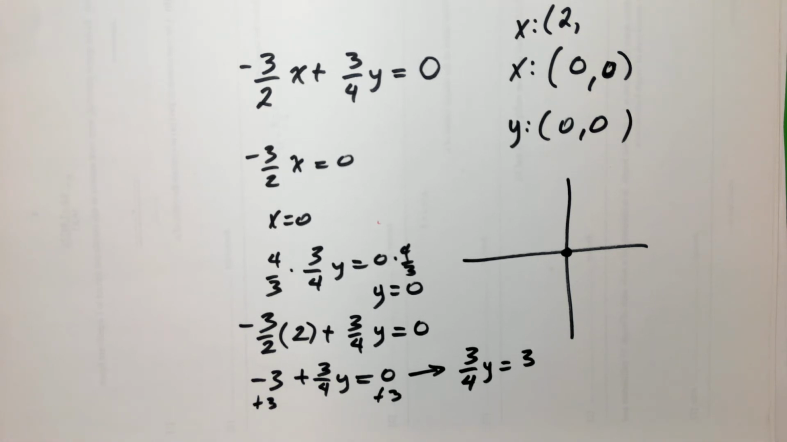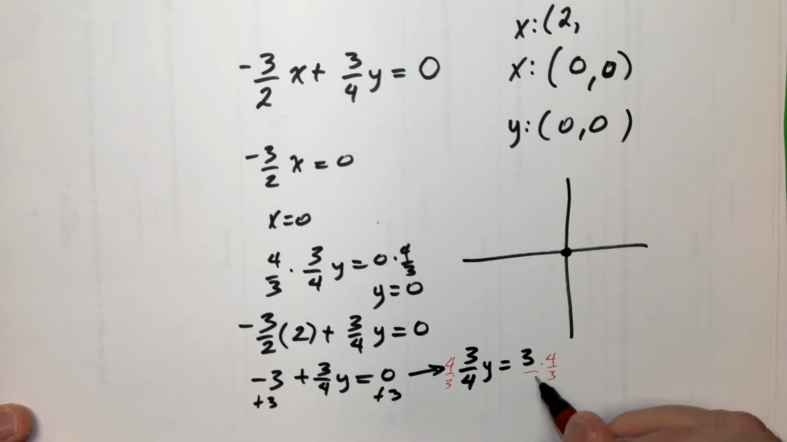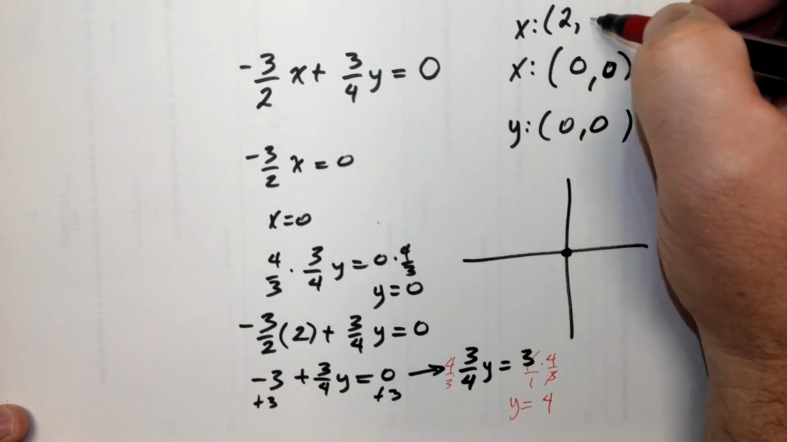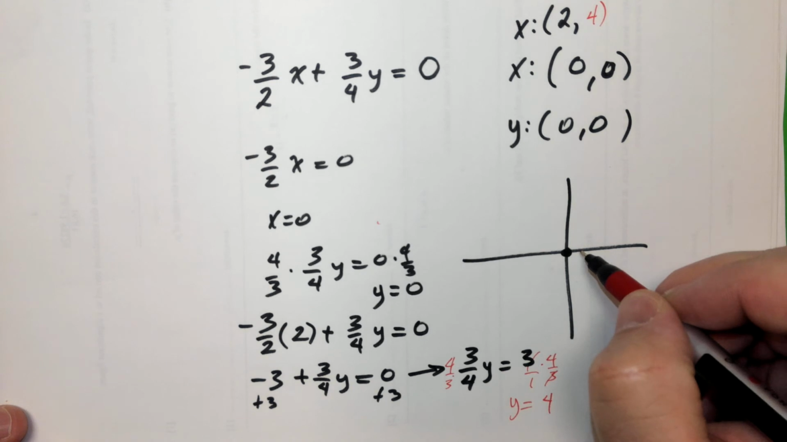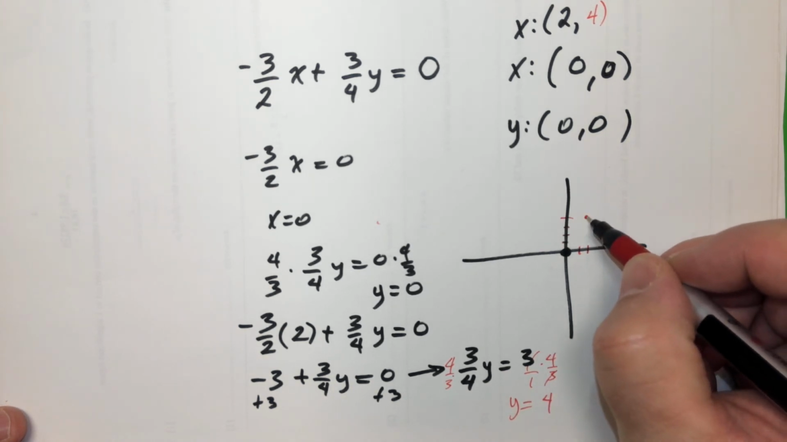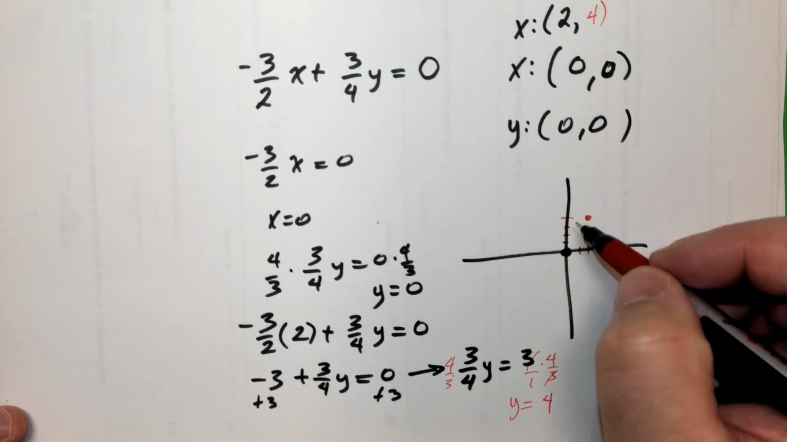Am I going too fast? No. Okay. Then you have to multiply by the reciprocal. So you multiply by 4/3, by 4/3, and you see these reduce, and you're left with y equals 4. So it's 2 comma 4. So 2, 4 would be right there. There's your second point.